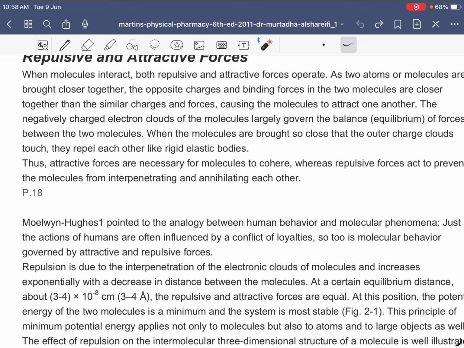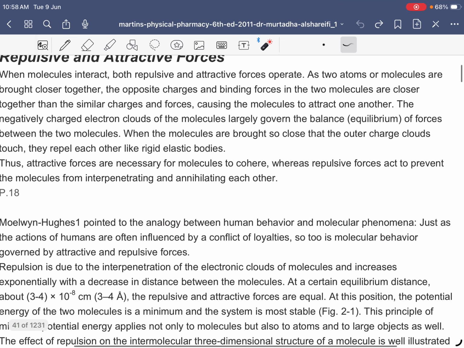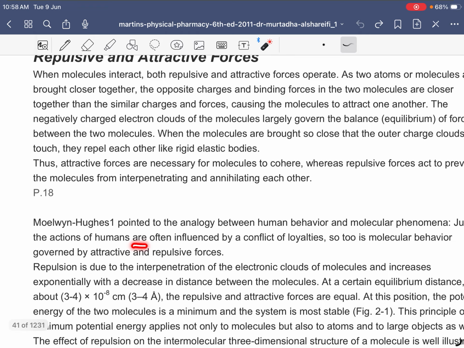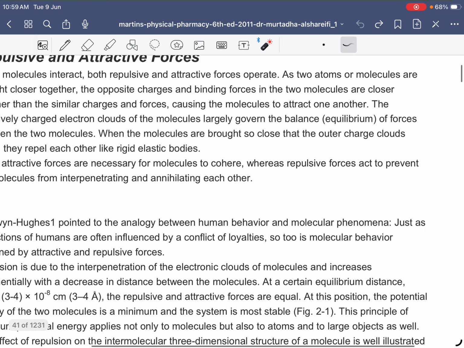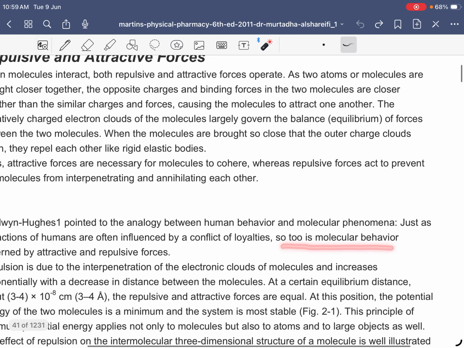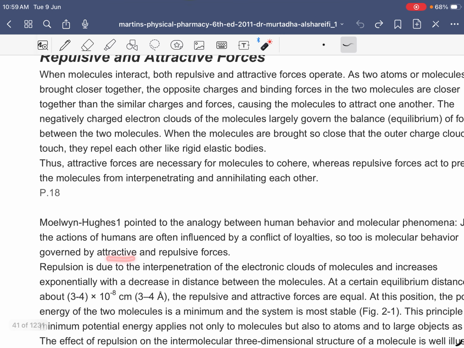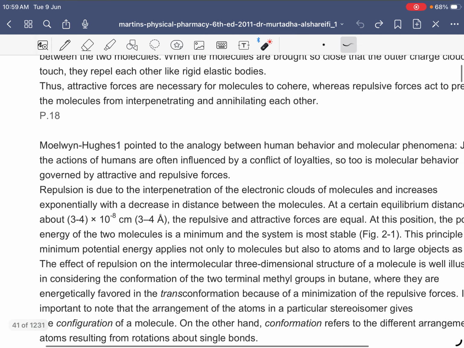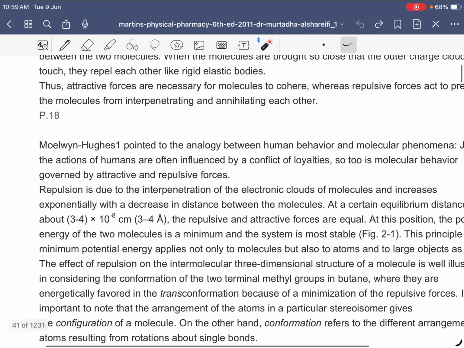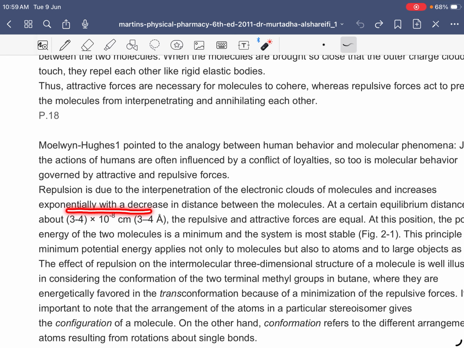Moelwyn-Hughes pointed to the analogy between human behavior and molecular phenomena. Just as the actions of humans are often influenced by a conflict of loyalties, so too is molecular behavior governed by attractive and repulsive forces. Repulsion is due to the interpenetration of the electronic clouds of the molecules and increases exponentially with a decrease in distance between the molecules.